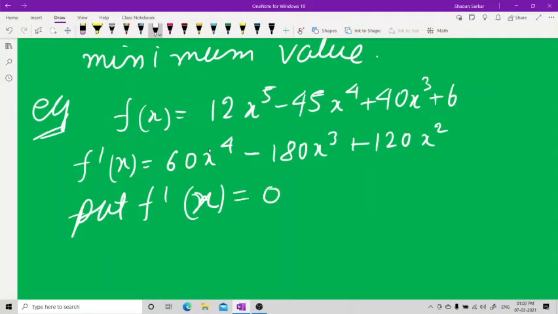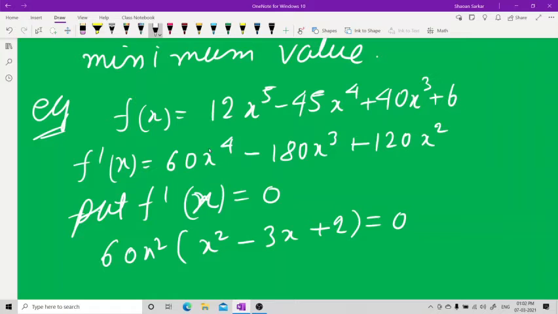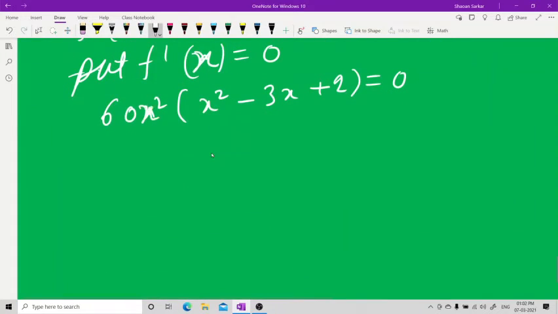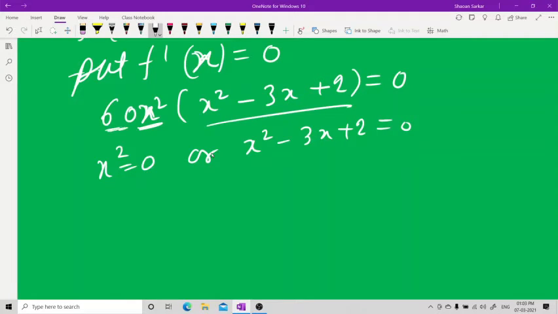पहले f dash x को 0 put करो. Take this common, 60x square common निकालो. यहाँ पे x square आएगा minus 3x plus 2, and this is equal to 0. So from here we have either this x square is 0 or x square minus 3x plus 2 is 0. या तो ये 0 होगा या तो ये 0 होगा. ये तो 0 हो नहीं सकता, 60 है.